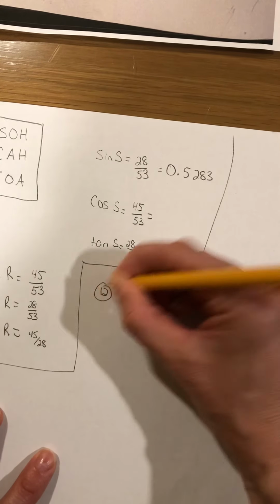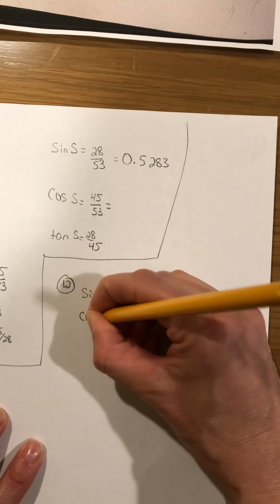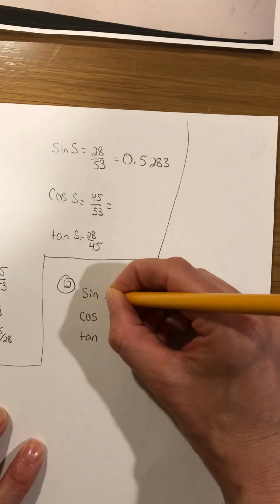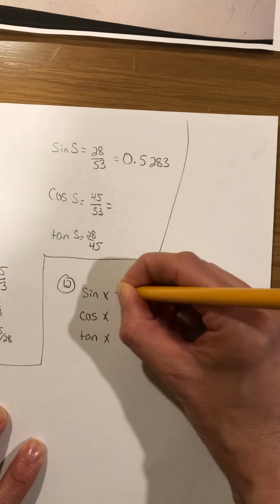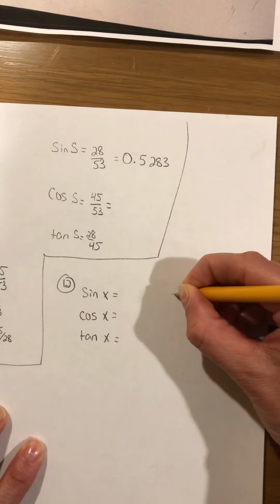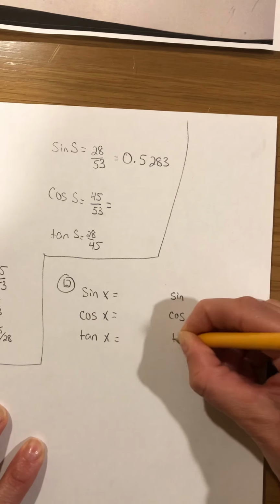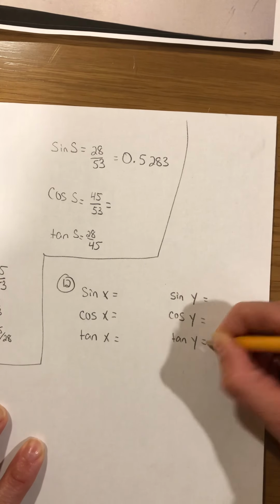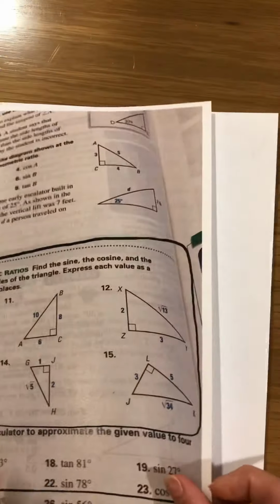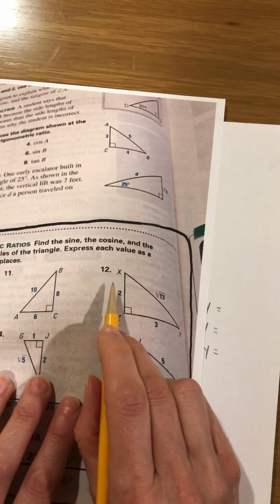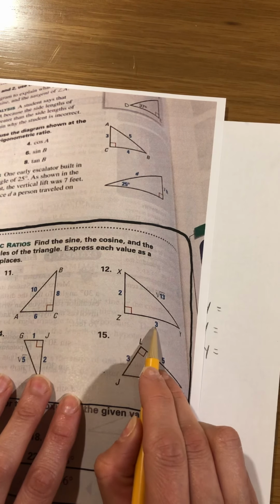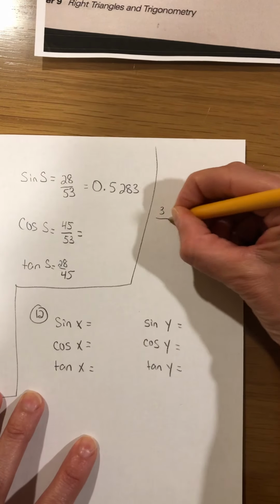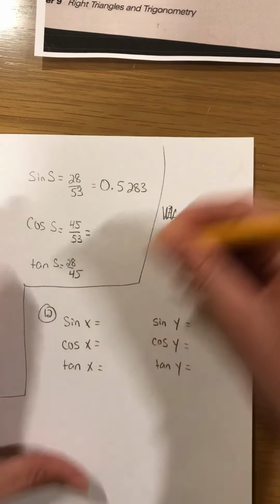Now number 12, sine, cosine, tangent of X, and then sine, cosine, tangent of Y. Okay, 12. We'll start with X. Sine, opposite over hypotenuse. 3 over radical 13. I'm going to write that up here. Oh, actually, you know what? Because they want the decimal, it doesn't matter.